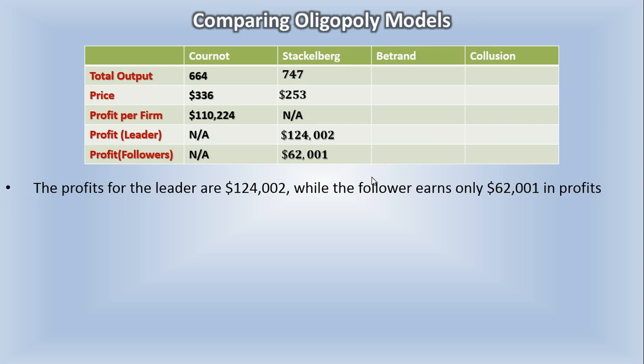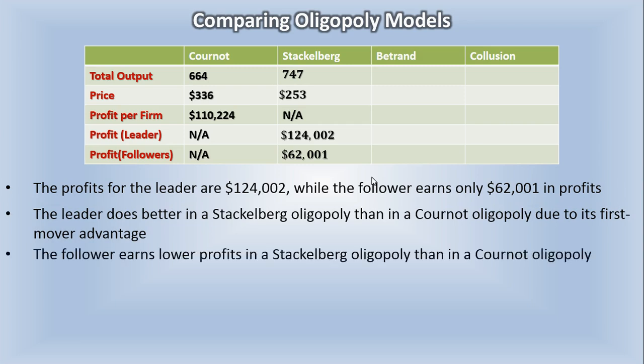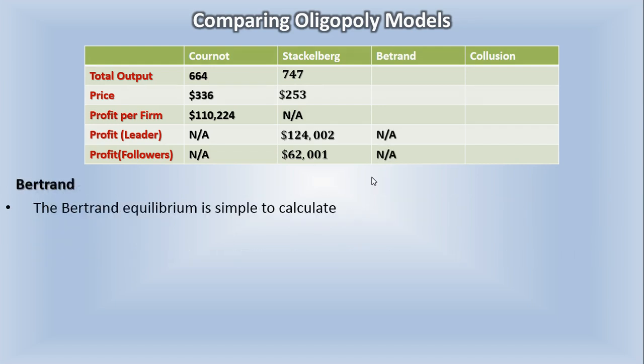So the firms collectively wind up making more profit, but the market winds up doing better because, again, we wind up with a situation where the price is lower and there's more units being transacted, so more people get to buy the things they want. So the leader does better in a Stackelberg oligopoly than in a Cournot oligopoly due to its first mover advantage. The follower earns lower profits in the Stackelberg oligopoly than in the Cournot oligopoly.